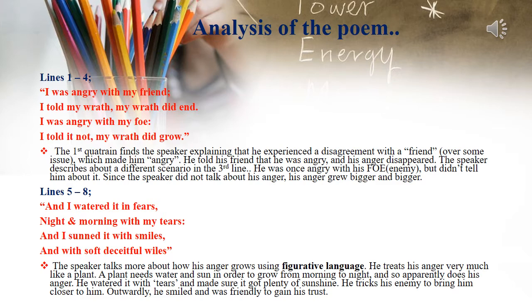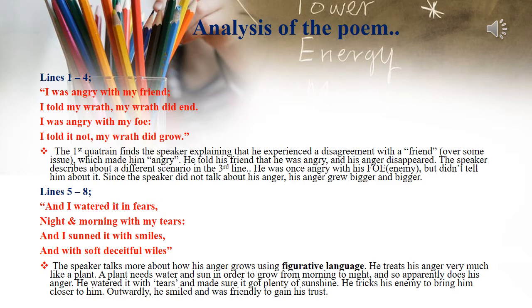A plant needs water and sun in order to grow from morning to night. And so apparently does his anger. He watered his anger with tears and made sure it got plenty of sunshine. He tricks his enemy to bring him closer to him. Outwardly, he smiled and was friendly to gain his trust.